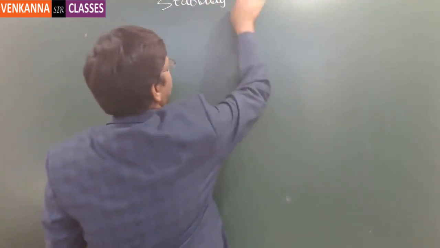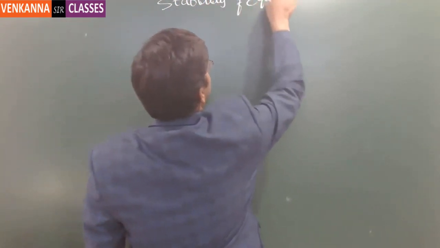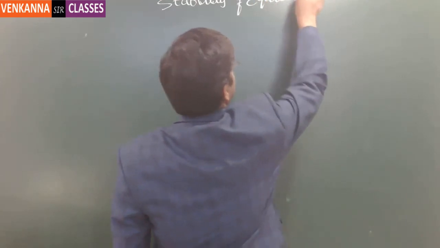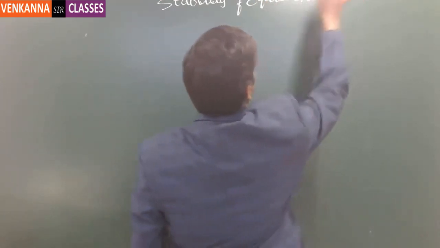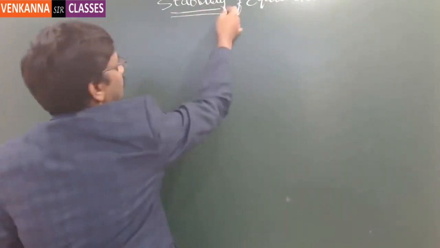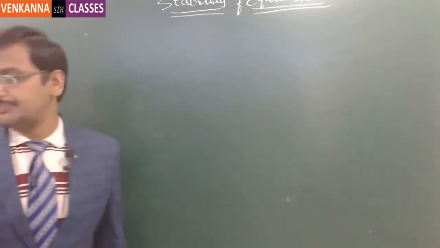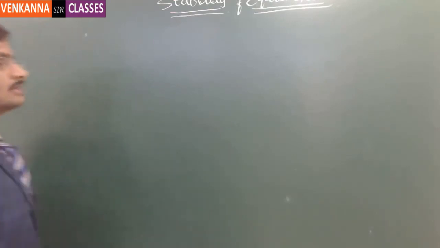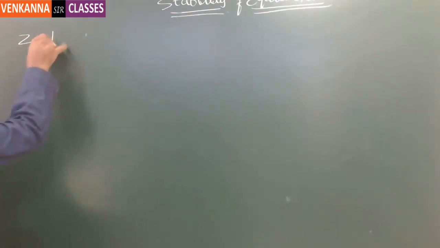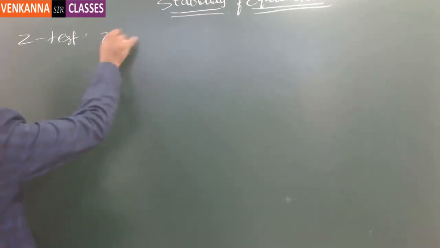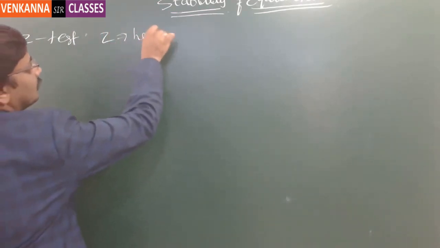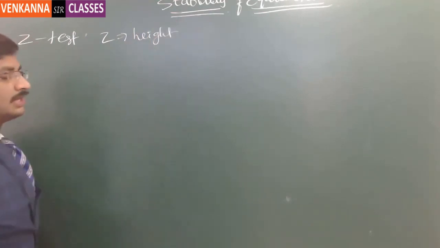Stability of equilibrium. So in this, we have discussed two methods, and the third one is a very important method, the Z test method. In case of the Z test, Z is nothing but height, nothing more than that. So this is just height.